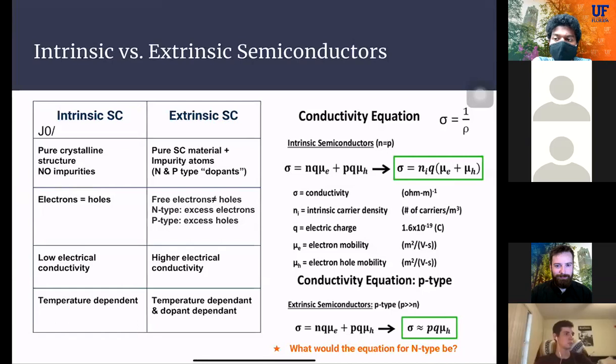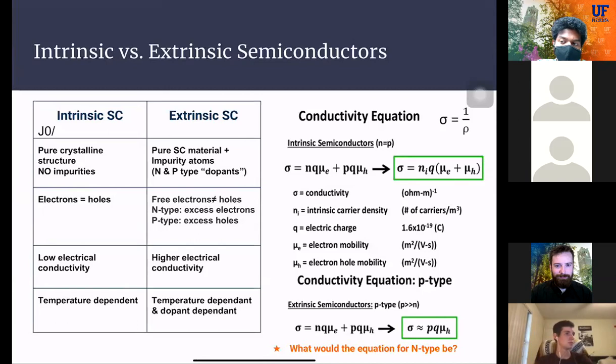Semiconductors are divided into 2 categories based on a technique called doping. They're called intrinsic and extrinsic semiconductors. An intrinsic semiconductor is like pure silicon. It has a pure crystalline structure with no impurities, and the number of electrons is equal to the number of holes, which I will get into a bit later. It has a very low electrical conductivity, and the conductivity is temperature dependent.